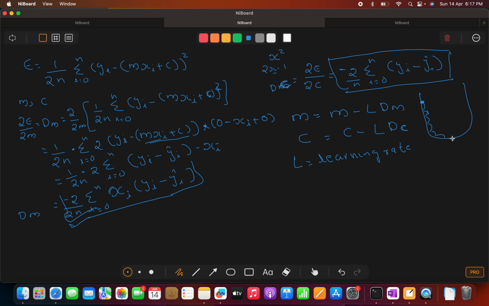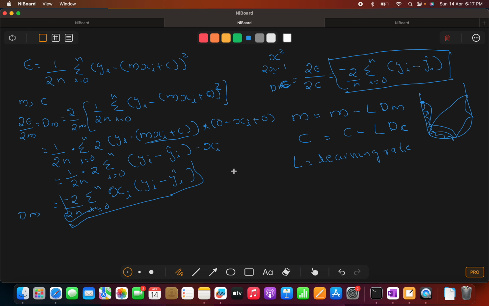Then we will reach the global minima, or minimum point. If the learning rate L is very large, the jumping will be very high. From the last time it goes from here to here, then here to here, then sometimes it will come back here, and this way the jumping will be very high. So L is a trainable parameter. We need to do trial and error with different learning rates to get the optimum value.